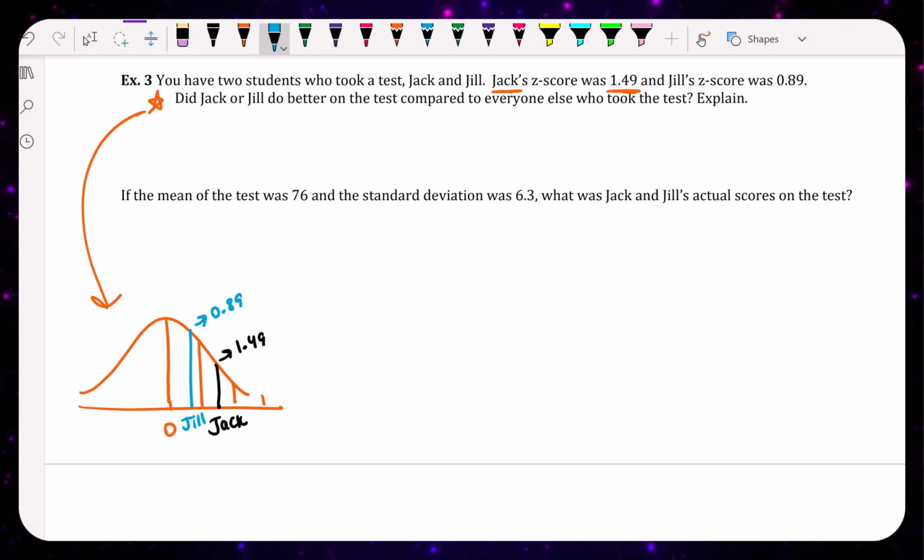Now, the question is, did Jack or Jill do better on the test? Now, they both did better than the mean, right? But which one is further away from the mean? Jack. So I think Jack did a little bit better on the test than Jill because the z-score was greater.